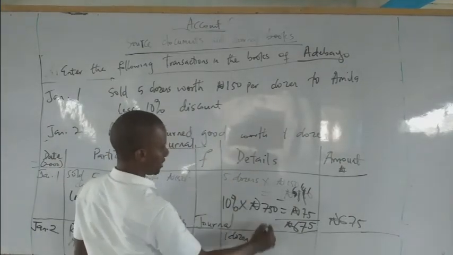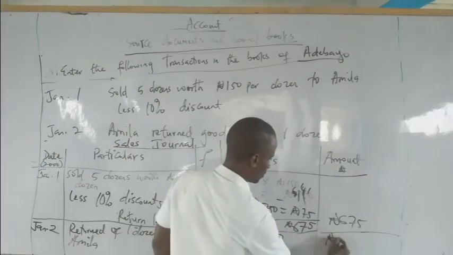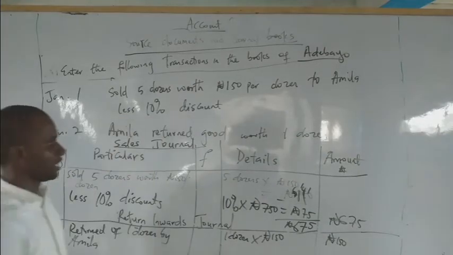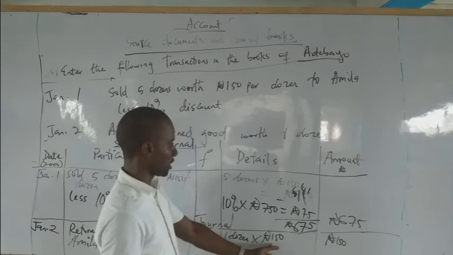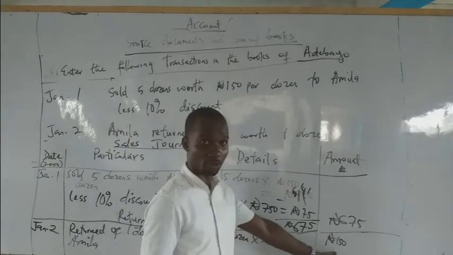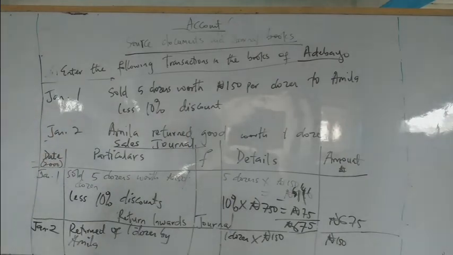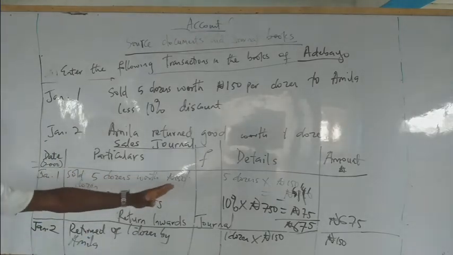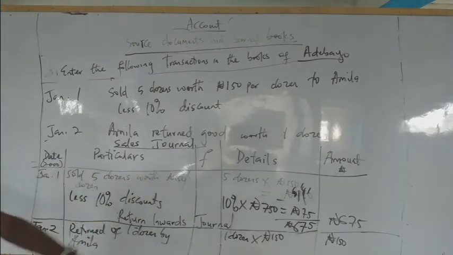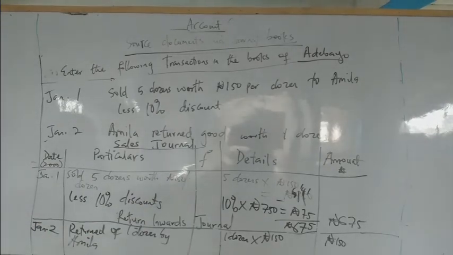times what is the price? 150 naira. And how much is that? 150 naira. So that means Amila returned goods, 1 dozen, which is at 150 naira, which equals what? 150 naira. Very good. So looking at it now, you can see the dates, the particulars, the details, and under that the amount. So we'll still look at the next one in a few minutes.